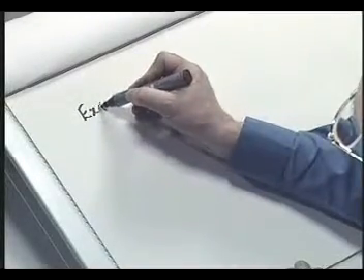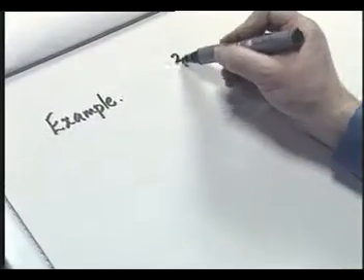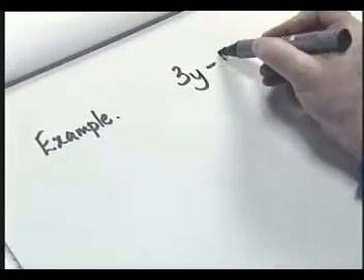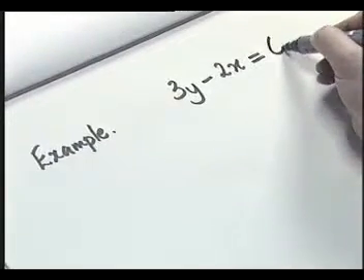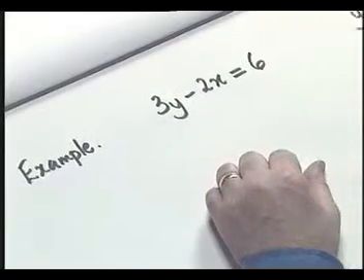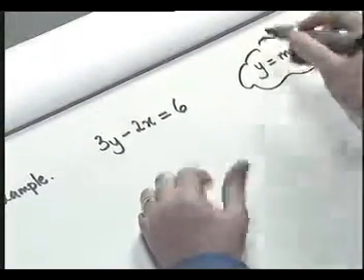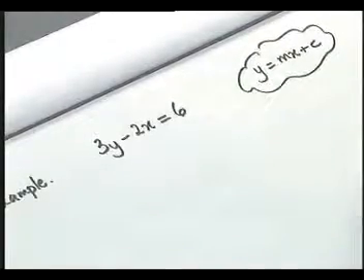Now sometimes, when we get the equation of a straight line, it doesn't always appear in the form y equals mx plus c. Let me give you an example. Let's consider this equation. 3y minus 2x equals 6. Now at first sight, that doesn't look as though it's in the form y equals mx plus c, which is our recognisable form of the equation of a straight line.